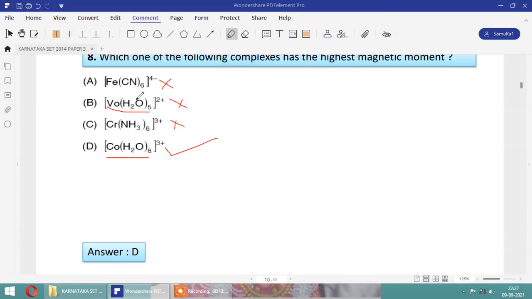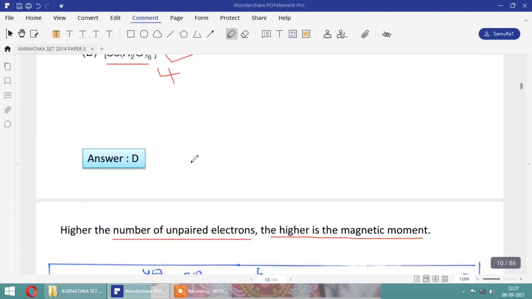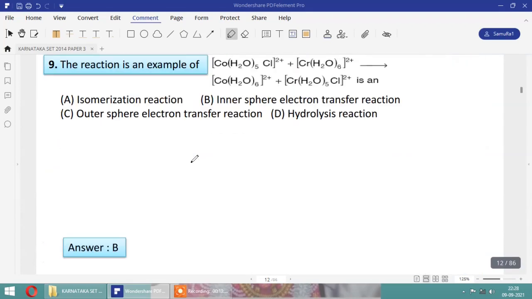This is also ruled out. So the first one contains no unpaired electron, and the second one is ruled out, and the third one has 3 unpaired electrons, and in the fourth one you see 4 unpaired electrons. So it has the highest magnetic moment.